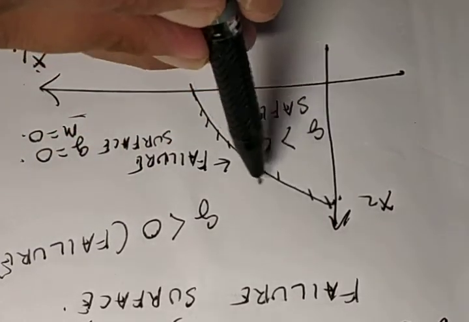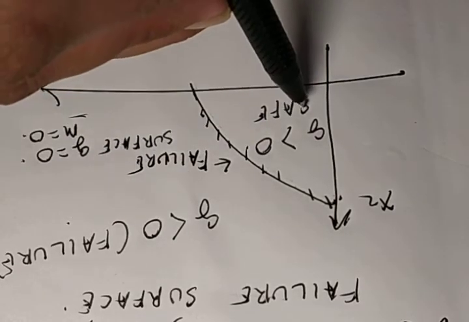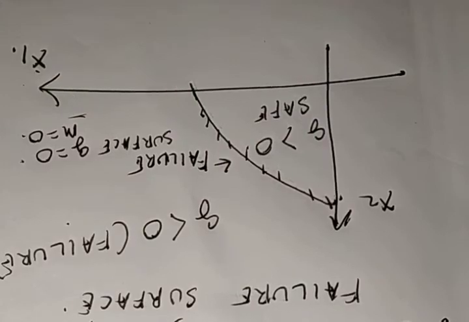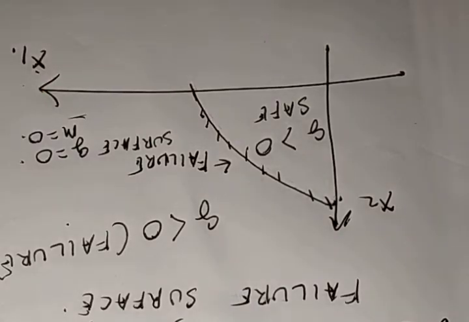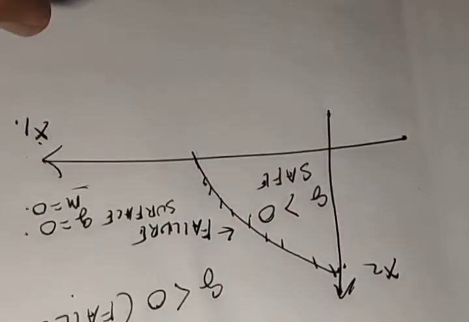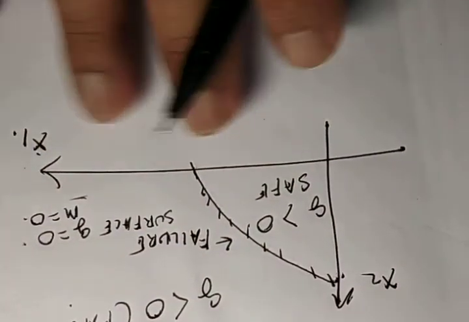So if I cross this failure surface, I'm going to have failure, and if I'm within this failure surface, I'm going to be on the safe side. So this is a graphical way of understanding how this failure function gives us an idea of how this failure might occur.